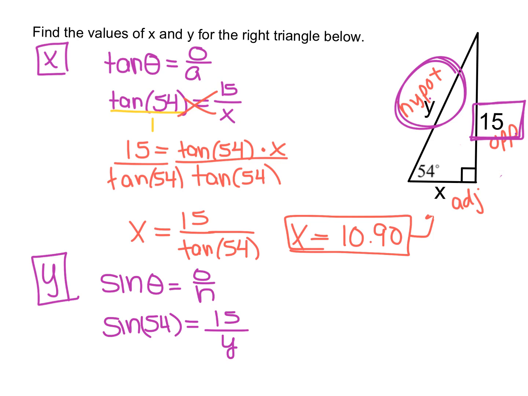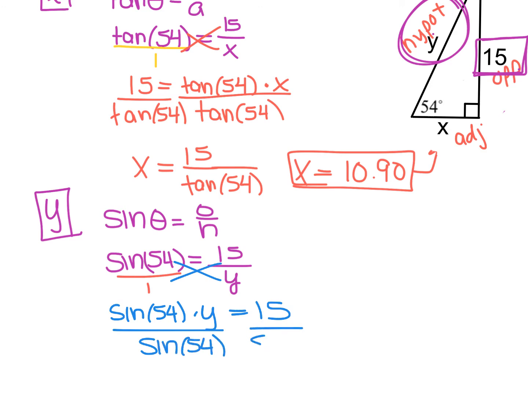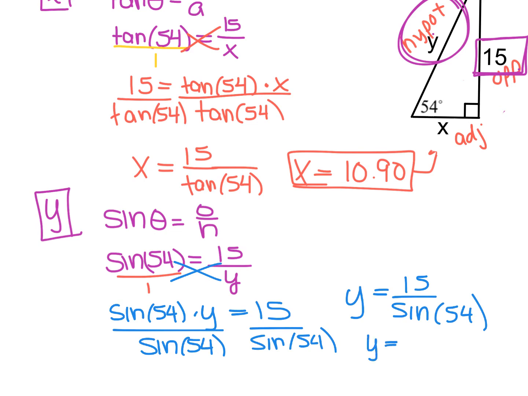Now I'm going to cross multiply here by turning that into a fraction. So if I move that down a smidge and cross multiply, I get sine of 54 times y is equal to 15. Now remember, sine of 54 is just a number. So we need to get y alone by dividing by sine of 54 on each side. So my y value is really going to equal 15 divided by sine of 54. And if I substitute that into my calculator, I end up with a hypotenuse value of 18.54 units.